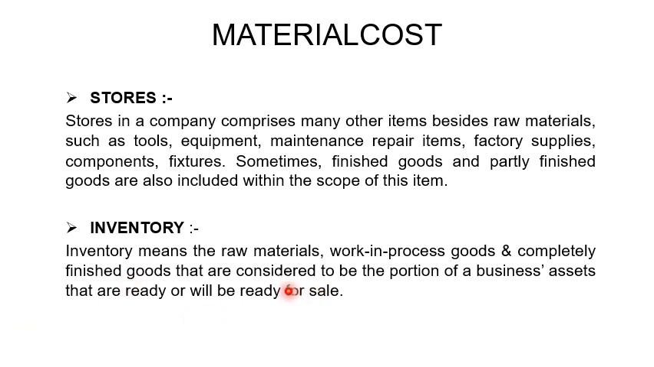So the inventory includes not only the opening stock and closing stock of the basic raw material, but also the opening or closing stock of work in progress, or the opening or closing stock of finished goods. Clear? All of these combined constitute the portion of business assets that are ready or will be ready for sale.